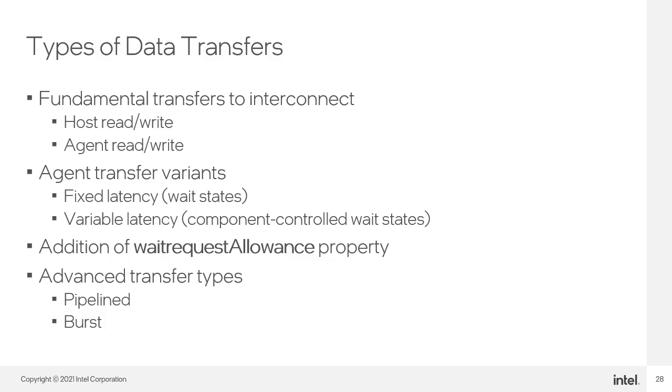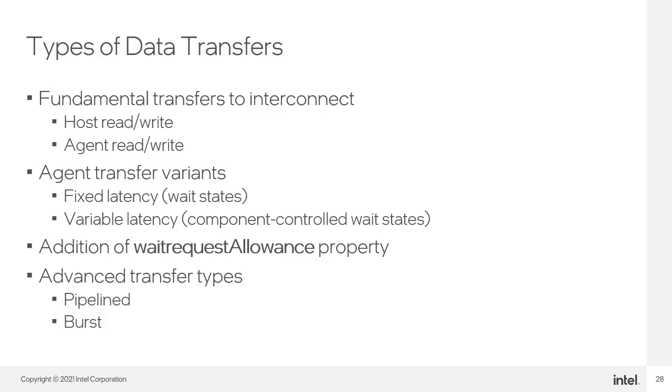Beyond that, there are variants of the fundamental transfers. These include having a fixed or predetermined number of wait states, or having a variable number of wait states. Wait states mean that the agent takes one or more additional clock cycles to return data on a read or complete the writing of data on a write. With variable wait states, the agent issues the wait request control signal to the interconnect, indicating that wait states are needed before continuing the transfer.